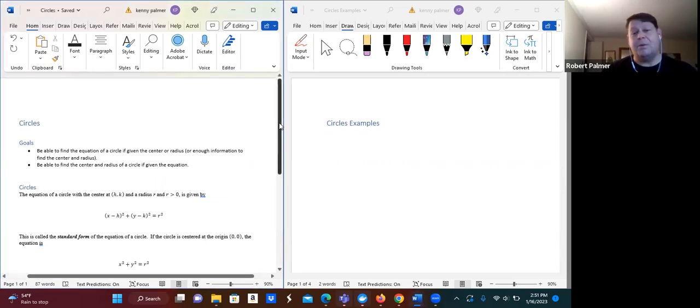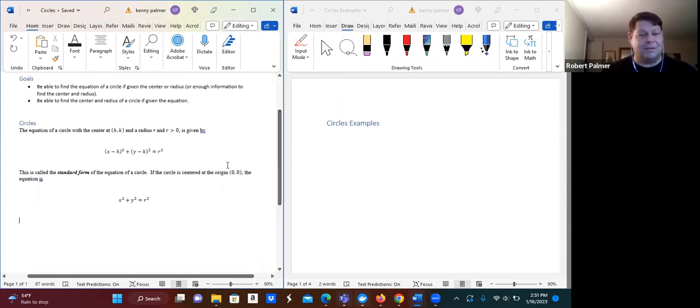First off, let's talk about what the equation of the circle looks like. It looks like this. So, the equation of a circle with a center, we're going to call h and k, where h is the x-coordinate of the center and k is the y-coordinate, and has some radius small r. Of course, the radius r has to be positive, otherwise it's not a circle, is given by this equation.